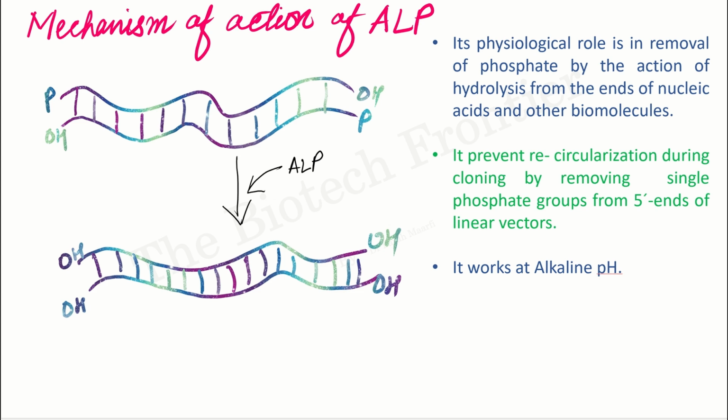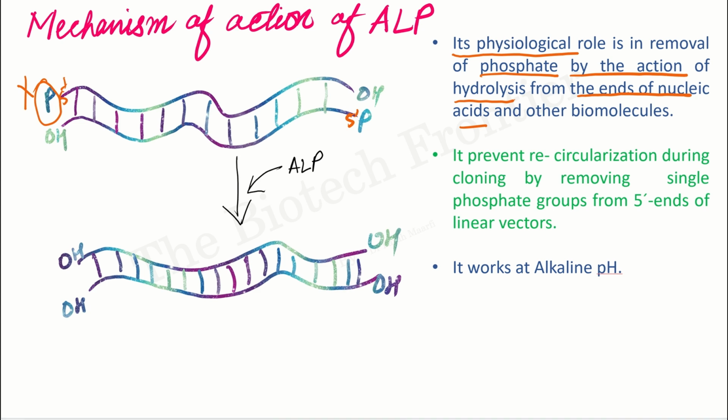So in the field of recombinant DNA technology, its role is in the removal of phosphate by hydrolysis from the ends of nucleic acids. Actually, it removes the phosphate from the 5' end. Here is the phosphate present at the 5' ends. So it can remove the phosphate from the 5' ends of any molecule.